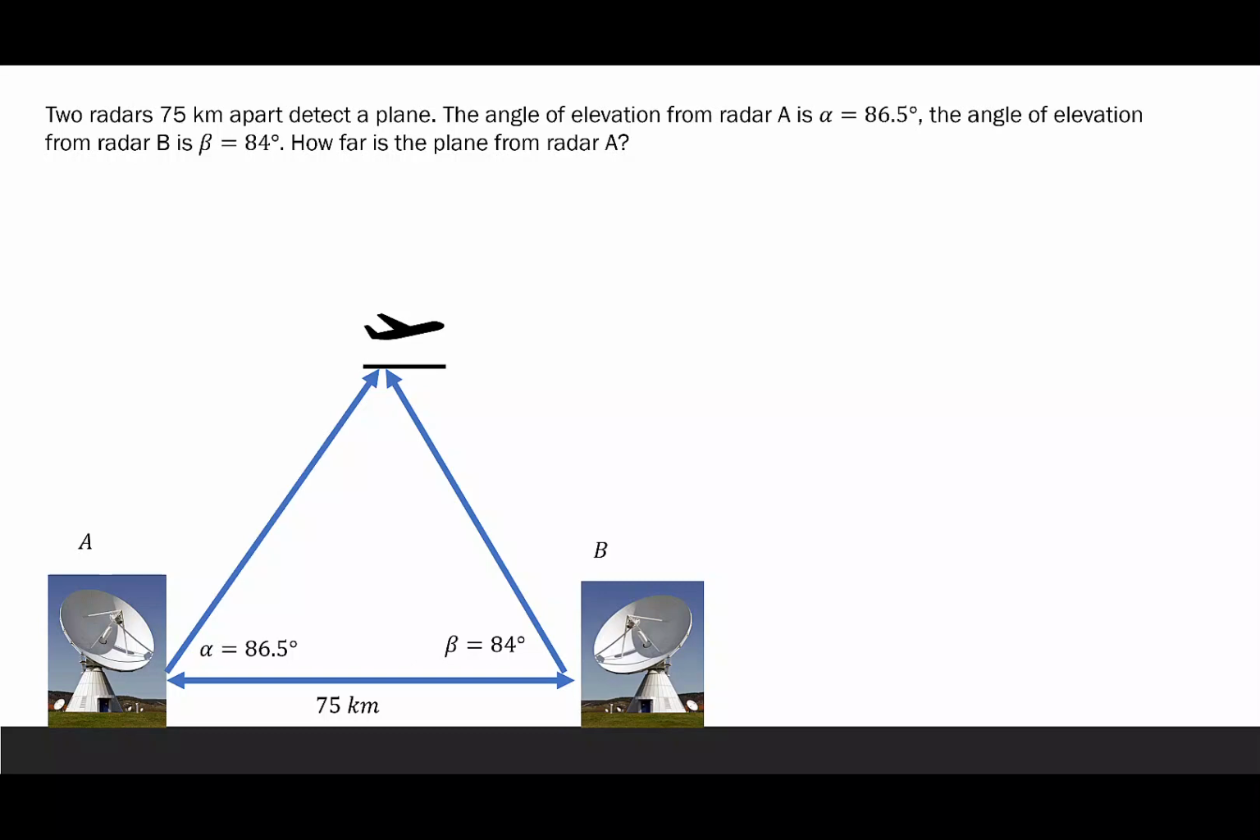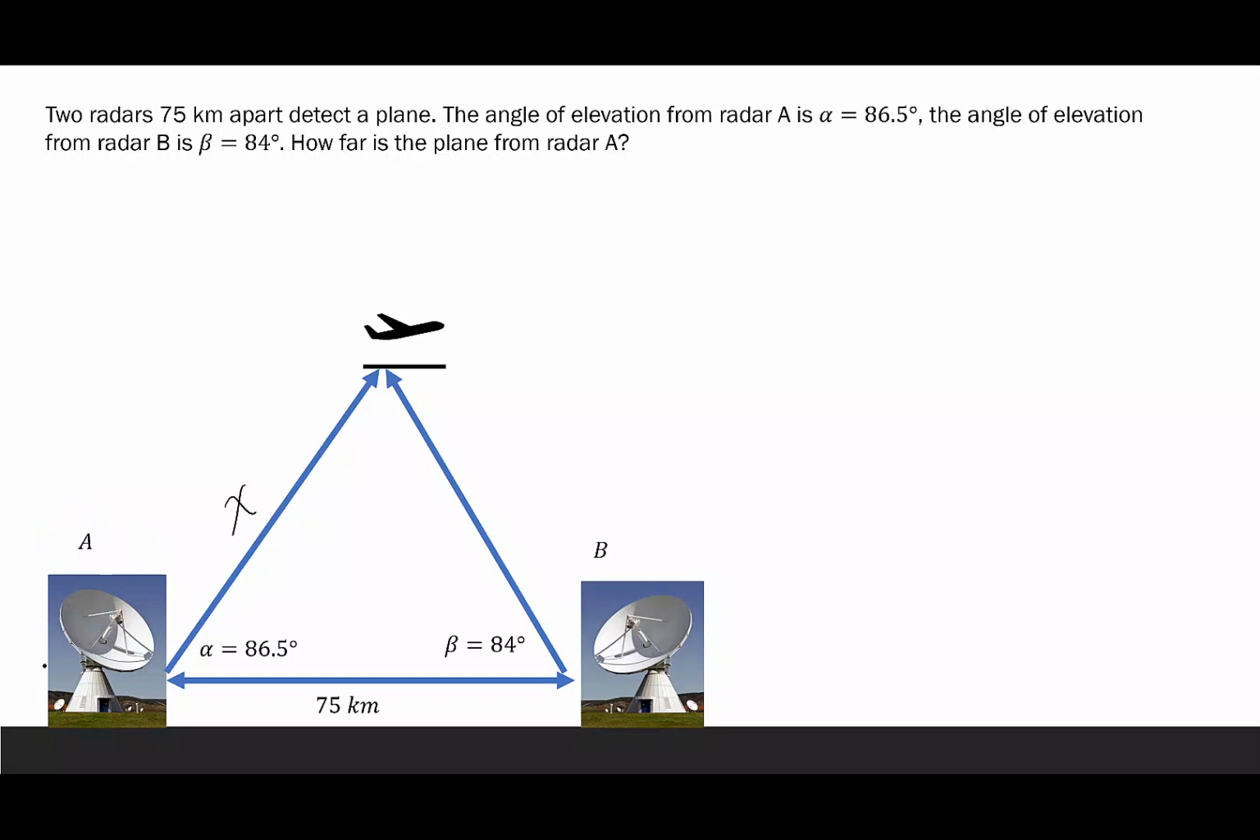So I started by putting together a diagram. I have A on the left with alpha equals 86.5 degrees. I have B on the right with beta equals 84 degrees. And I have the distance from A to B being 75 kilometers. We're looking for the distance from A to the plane. Notice this time A is the location of the radar, it's not the length of the side. Let's call our missing length x.